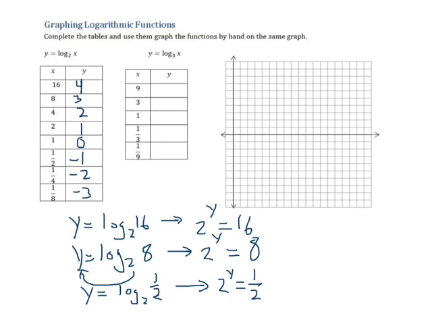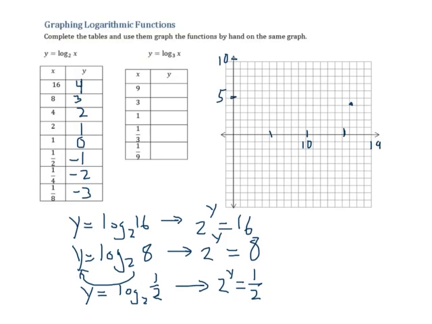Let's go ahead and graph these now. Let's say we have a scale. This is 10 out here, this is 10 up here, going by ones. And so we said when x is 16, y is 4. So we can find that, 16, 4, right up here. x is 8, y is 3. We can find that guy.